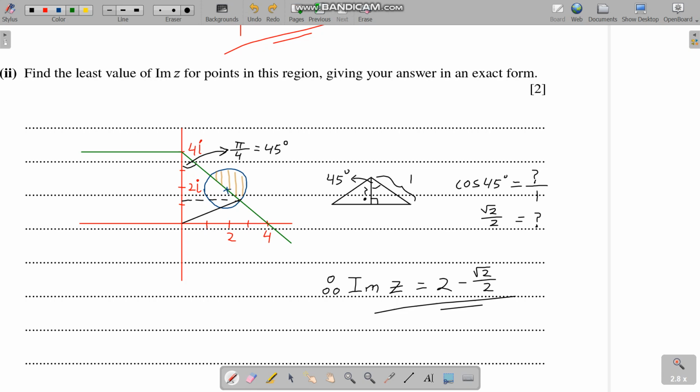So now that we have the adjacent, to find the imaginary part, we know this is 2, and we know this part is root 2 over 2. So the y value would be 2 minus root 2 over 2.